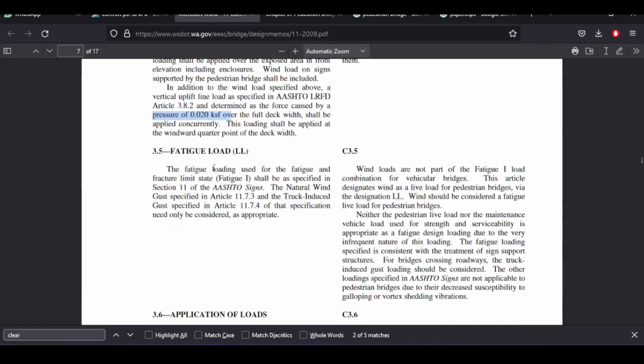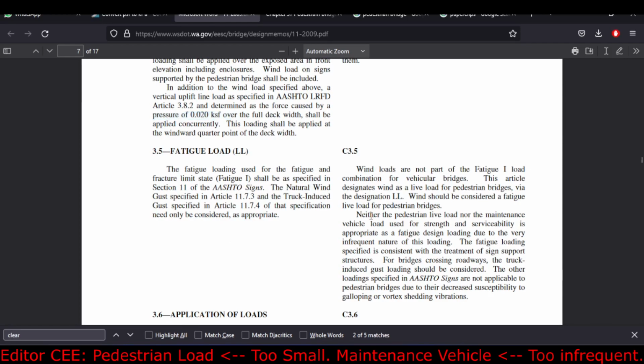You can see that the fatigue loading used for the fatigue limit states shall be specified in section 11 of AASHTO, which is a load. And you can read here, neither the pedestrian live load nor the maintenance vehicle load are used in the fatigue load.